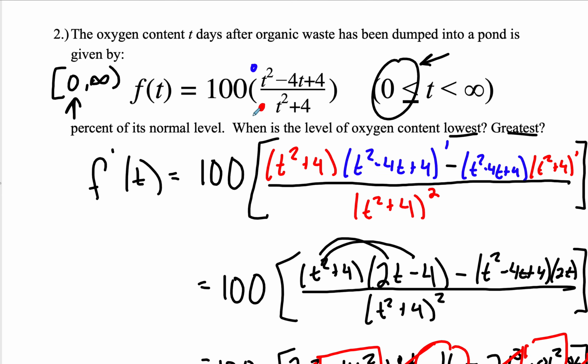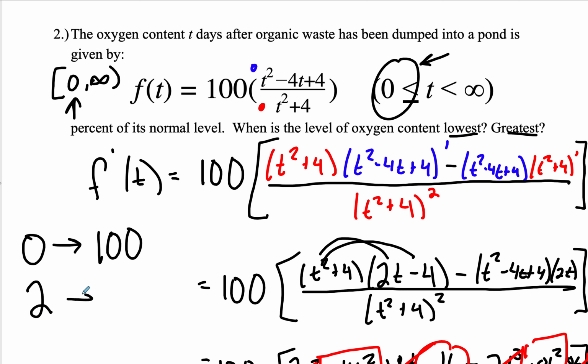Okay, so if I plug in 0, I get 0 squared is 0. Okay, so this is 0. So I get 4 over 4, because you can see this will all go away when you plug in 0. So it's 1, and 1 times 100 is 100. So let's undo that.